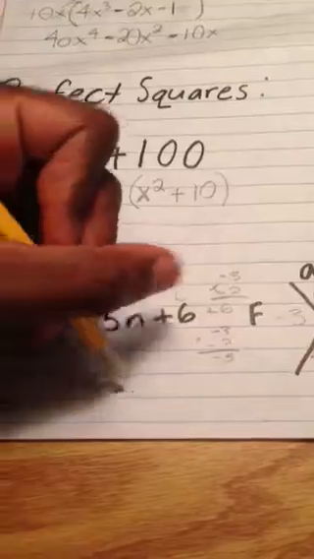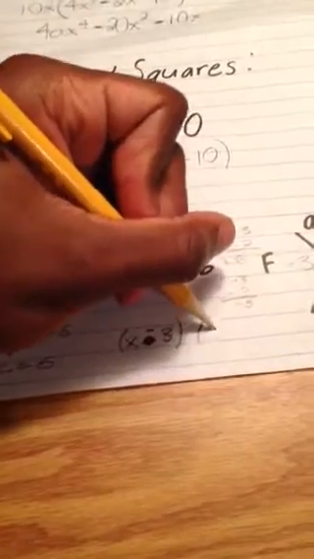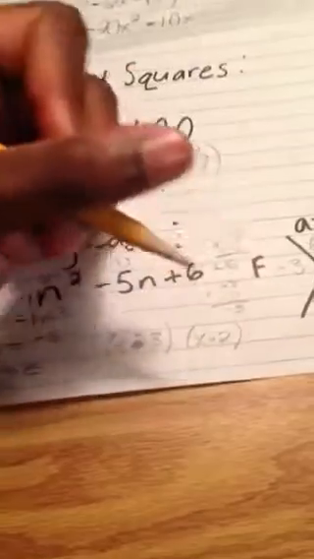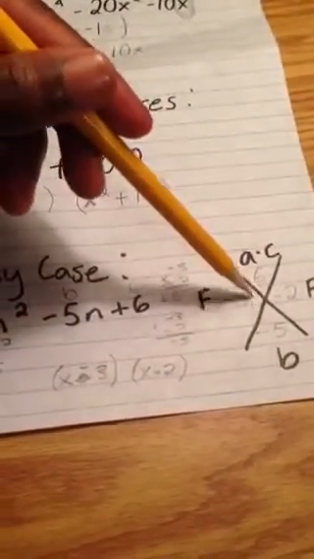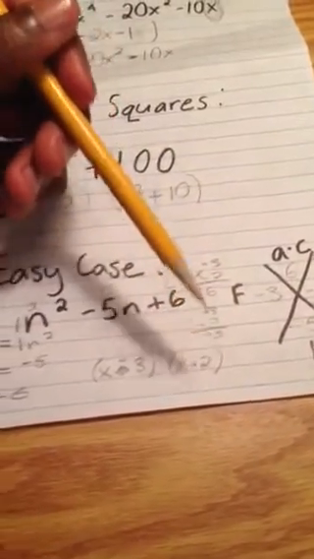So all you have to do is x plus, oops, that'd be a minus. x minus 3, and then in the other set of parentheses, you would do x minus 2. And all you simply do is put the first factor in one set of parentheses, and the second factor in the other set of parentheses. And that's all you have to do.